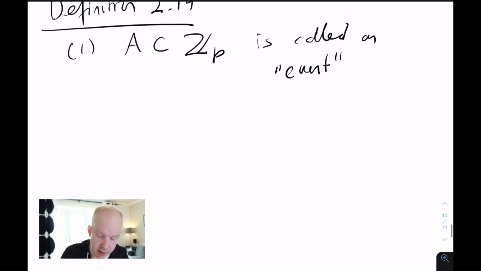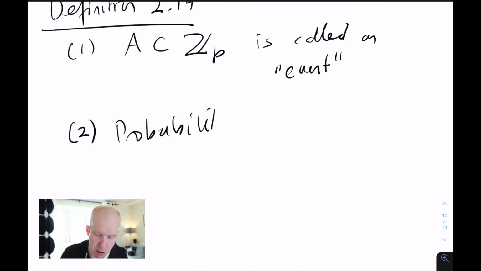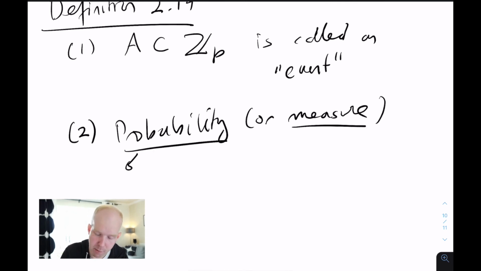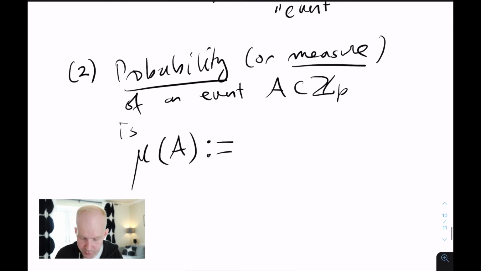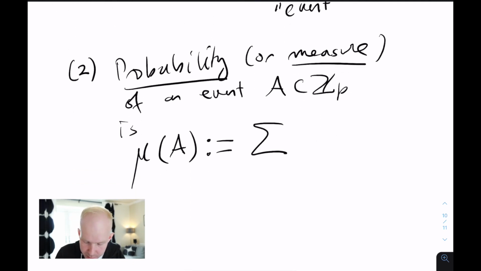And when you have an event, you can define the probability, or measure, of this event. The probability of an event A in ZP you can define as mu of A. So we define this notion once you have a probability distribution, just by summing mu of t over the points t in A.